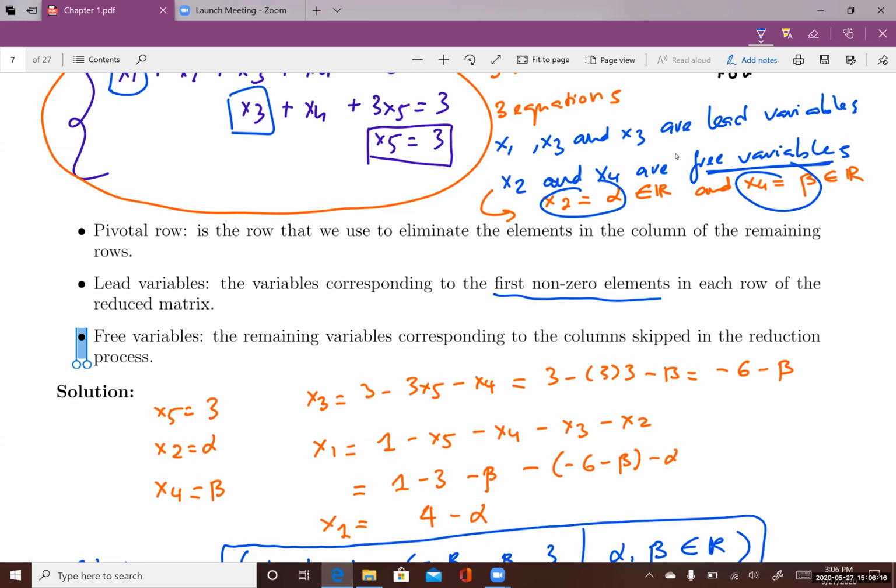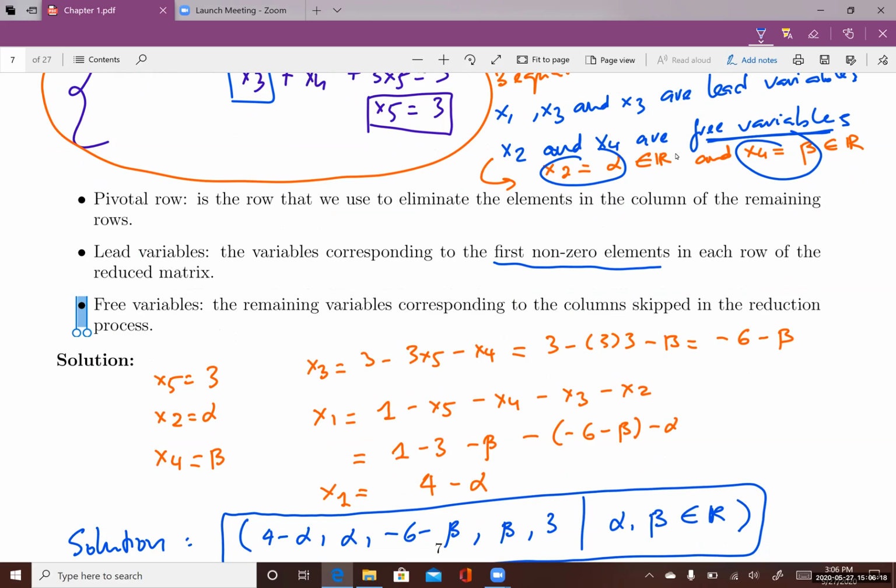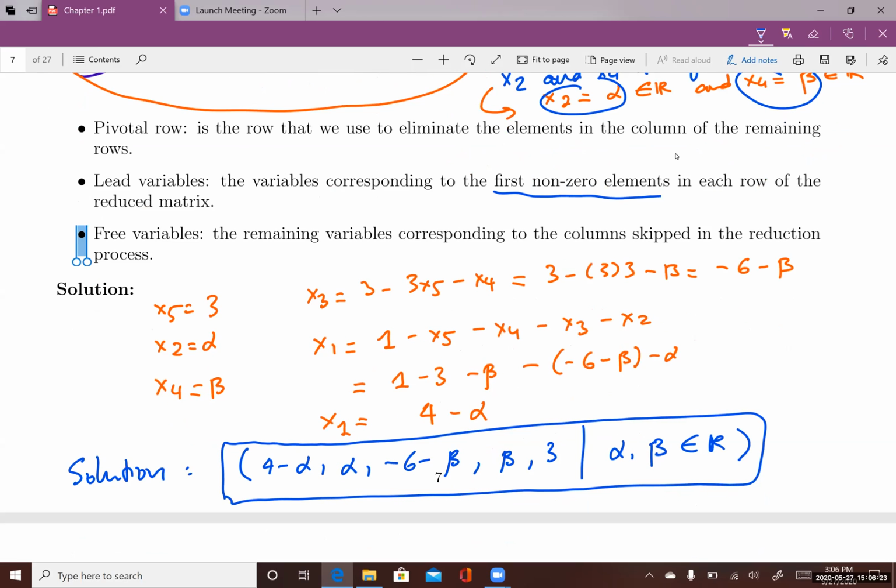And once you have the relations or the form of the leading variables and the free variables, you can put everything into an n-tuple as the solution for the system. Since the system has 5 variables, in your solution you have an n-tuple, like a 5-tuple, as the solution of the system. And we want to point out that alpha and beta here are arbitrary real values that you can use.